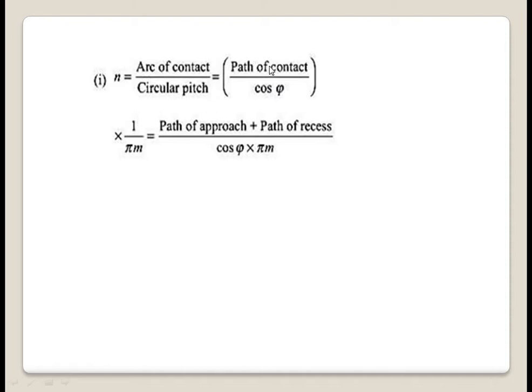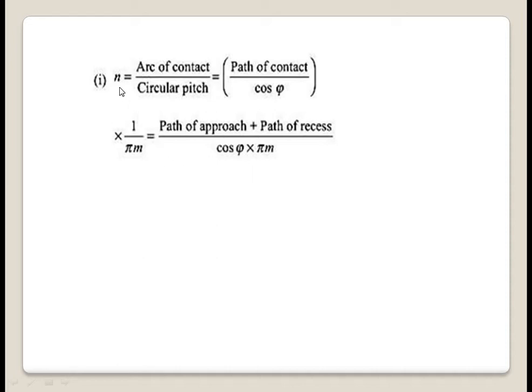This is path of contact divided by cos phi. This is nothing but arc of contact into circular pitch, that is 1 divided by PC. This PC is nothing but what? PC is equal to pi into m. Okay, so we are solving like this.